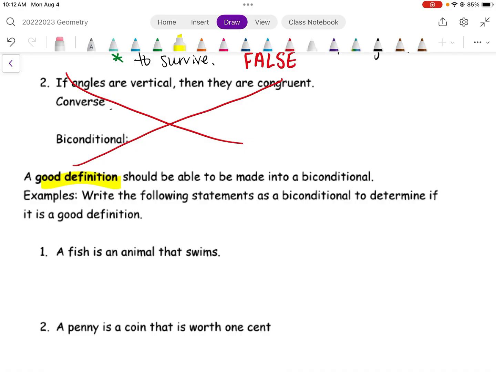All right, last part of these notes. A good definition should be able to be made into a true biconditional. Write the following statements as a biconditional to determine if it's a good definition. So we're going to say, yes, this is a good definition, or no, it's not. So, a fish is an animal that swims. Here's how I would write this.